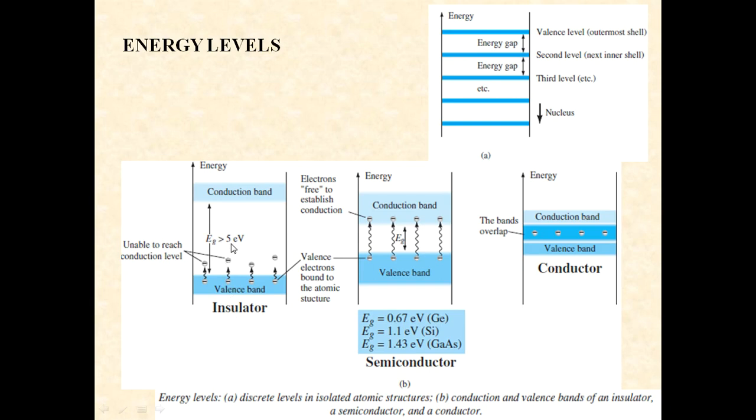So just look at the value. Eg is greater than 5 electron volts. Well, 5 electron volts is a pretty huge number. If you consider any insulator and provide some external energy, the electrons residing in the valence band get slightly energized. However, they cannot move from the valence band and enter the conduction band in the case of an insulator. So it is mentioned that they are unable to reach the conduction level. In an insulator, electrons find it extremely hard to reach the conduction band from the valence band.